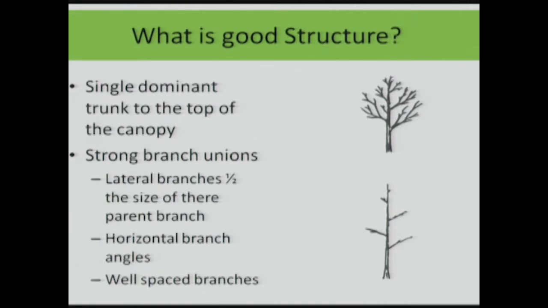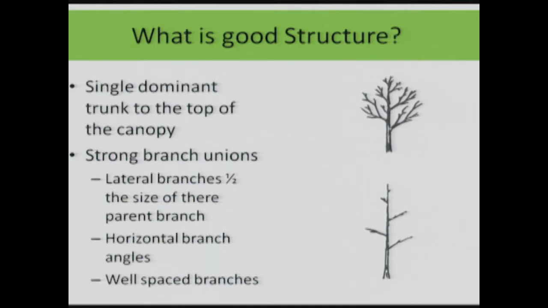So we'll talk about why that is in 1 second. The other part of good structure, or one other part of good structure, is having strong branch unions. So we want the branches to have strong attachment. So we want the lateral branches to be half the size of the parent branch or less. That's a strong attachment because there's a collar there. We'll talk about that again in a second.